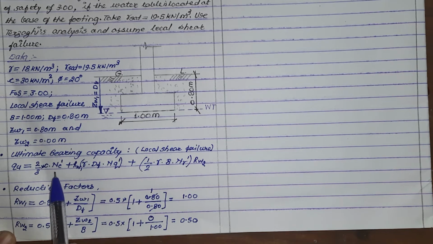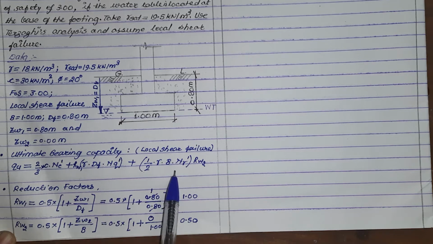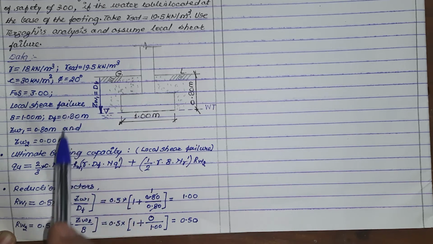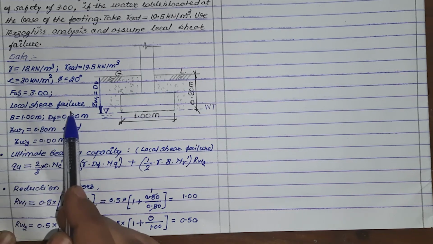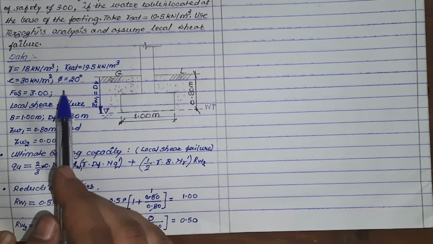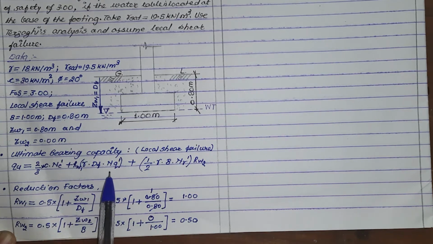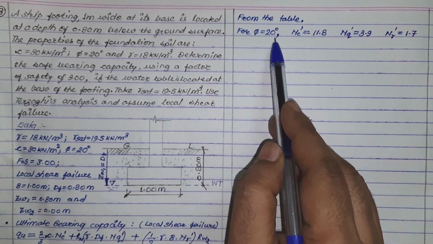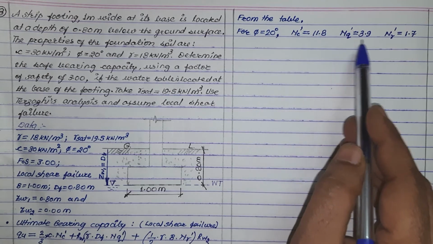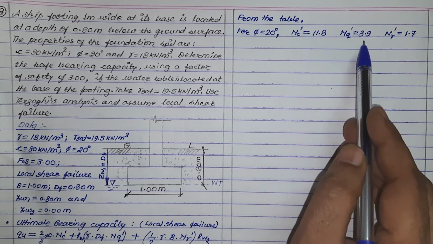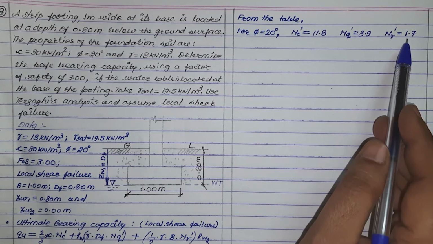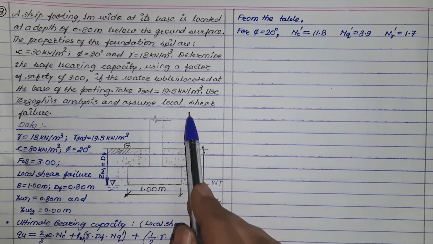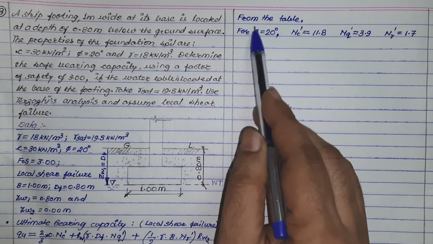Thereafter we have to find out parameters NC dash, NQ dash and N gamma dash with respect to this value of phi, which is 20 degree. Here local shear failure condition is mentioned. Hence we have to refer the chart and accordingly select the values for NC dash, NQ dash and N gamma dash. Thus from the table, for phi equals 20 degree, NC dash, NQ dash and N gamma dash values are 11.8, 3.9 and 1.7 respectively. Here directly local shear failure condition is mentioned. Hence there is no need to modify the value of phi.